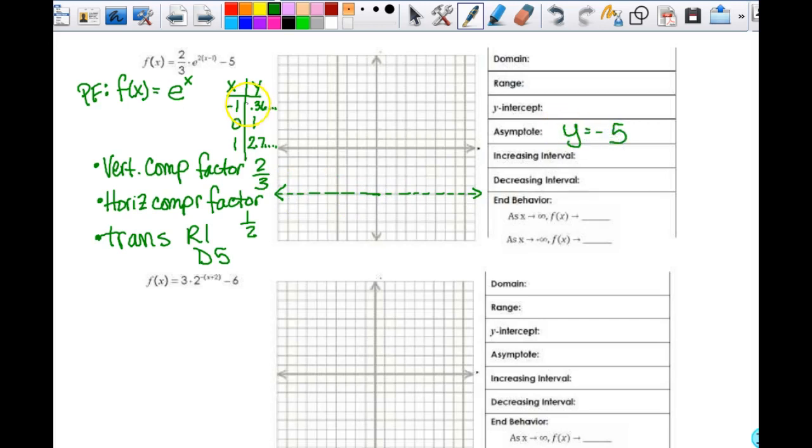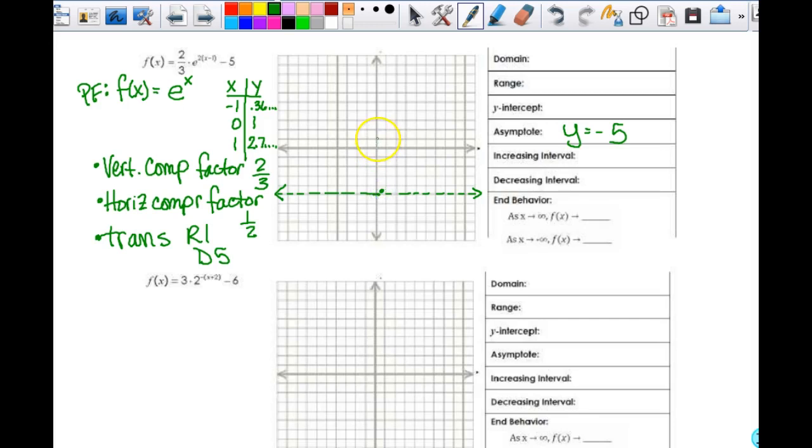So my anchor points, when x is -1, y is about 0.36. Then I have a vertical compression by a factor of 2/3. So that 0.36, if I divide that by 3, that's about 0.12, and then multiply it by 2, it's about 0.24, so I'm about 1/4, I didn't really go anywhere. And then horizontal compression by a factor of 1/2 ends up right here. I translate to the right 1, and down 1, 2, 3, 4, 5.